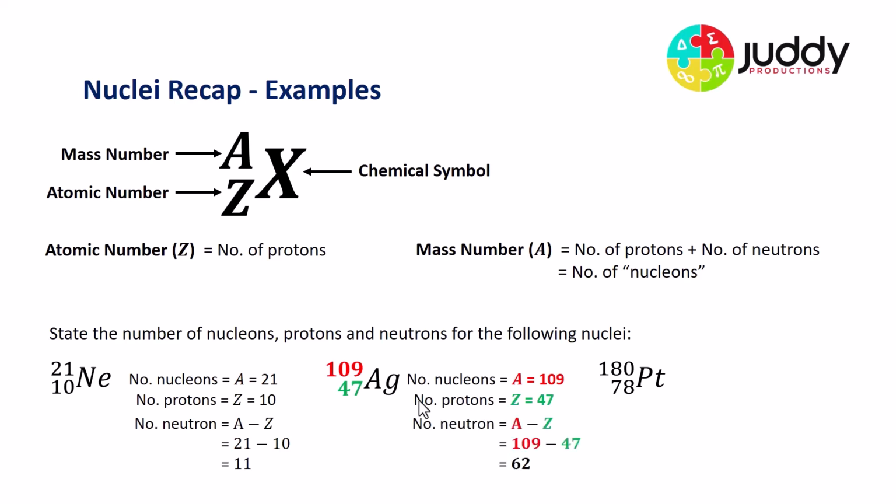And the number of neutrons is the difference between the mass number and the atomic number. So it's 109 take away 47. In this particular isotope of silver, we have 62 neutrons. And finally, our example of platinum 180.